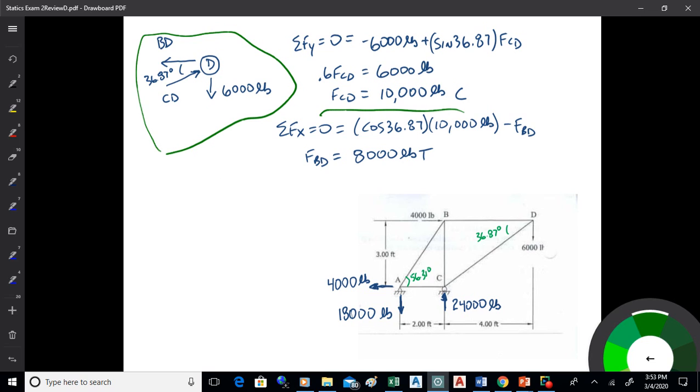Okay. So the applied force is going down, and the force of the member is pushing up to counteract it, to hold the joint at equilibrium. Now, when CD pushes up, it also pushes to the right because it's angled. So we get FCD as 10,000 compression. When we go sum of Fx, we get cosine 36.87 times 10,000 minus FBD. I can solve for FBD, and it's 8,000. So CD is in compression, BD is in tension.